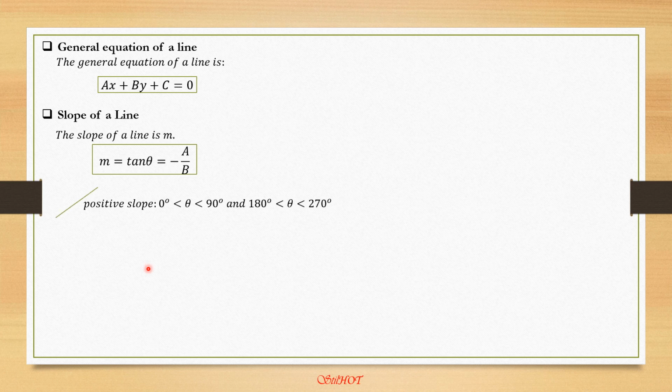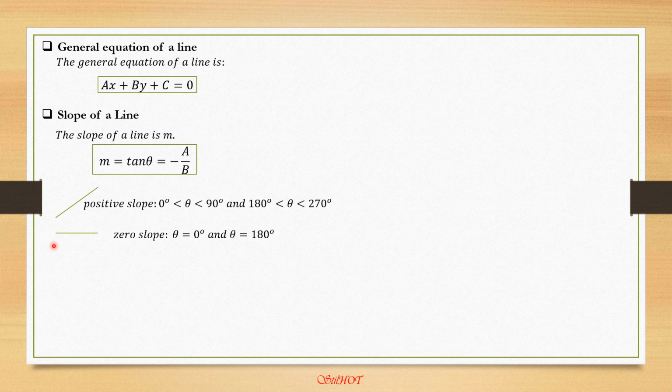Negative slope, so that's positive slope. This is zero slope when theta is exactly 0 or 180 degrees. So tangent of 0 is 0, and tangent of 180 is 0. So that gives you 0. So that's the 0 slope.